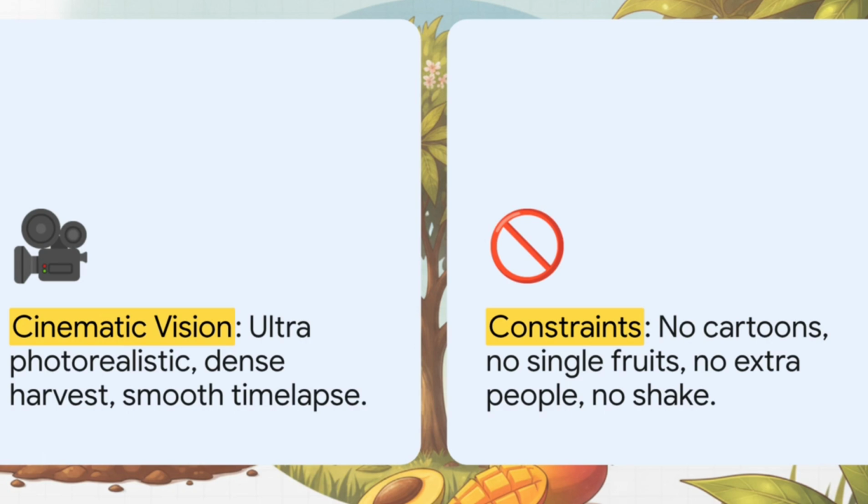We have to balance the cinematic vision, so the ultra-photorealistic quality, the dense, mature harvest, and a smooth, continuous widescreen time-lapse, with strict negative constraints. To pull off the illusion, there can be absolutely no cartoon styles, no deformed or mutated single fruits, no extra people randomly wandering into the frame after that initial planting, and definitely no camera shake or blurry frames. It is all about maintaining absolute, flawless scientific believability while delivering a profoundly magical visual experience.